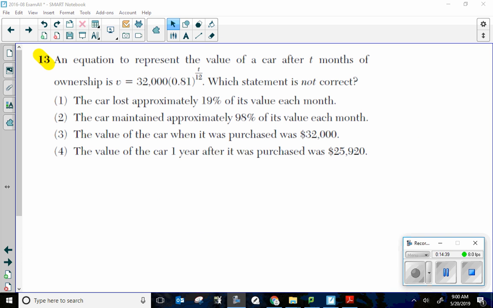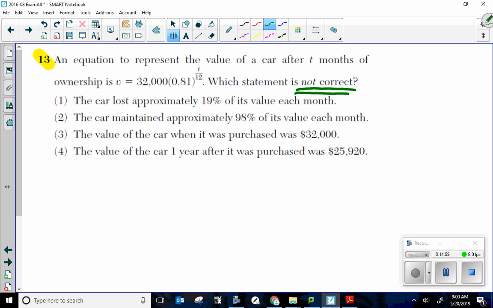Number 13. An equation to represent the value of a car after T months of ownership is V, for the value, equals 32,000 times 0.81 raised to the T over 12 exponent. Which statement is not correct? Again, I say this every single time. 3 of these will be correct. So if you look at choice 1 and it happens to be correct, then don't circle choice 1. Which statement is not correct?